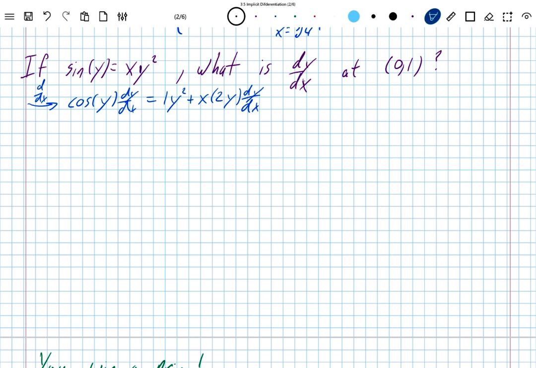The way we did this last time was to bring everything with the dy dx to one side, which will work. And then putting everything without a dy dx onto the other side. So it looks like I just have a y squared to leave over there. Then I factor out this dy dx. So this is a minus 2xy.